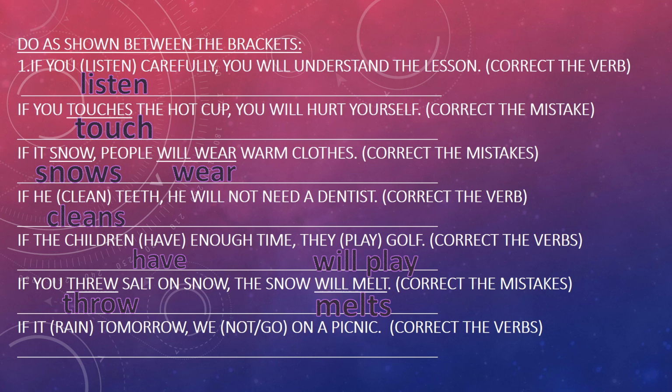If it rains tomorrow, we not go on a picnic. So it's a possible action. So I'll say if it rains tomorrow, we won't go or will not go on a picnic.